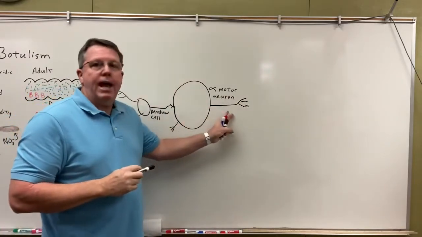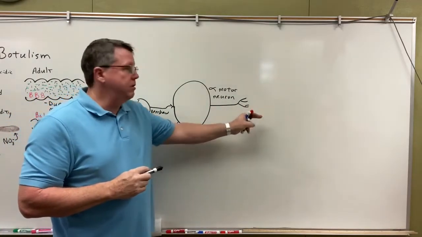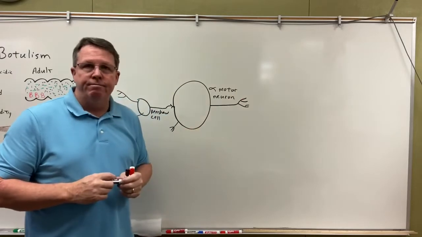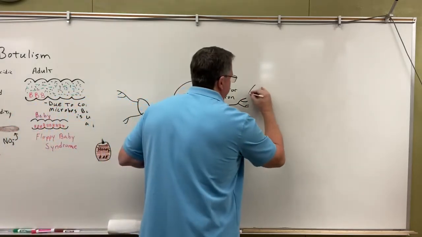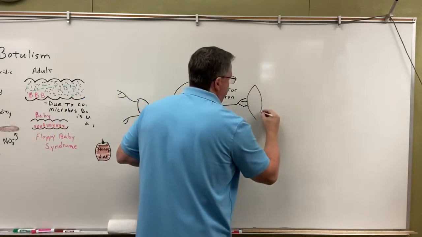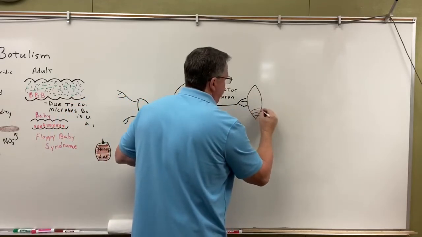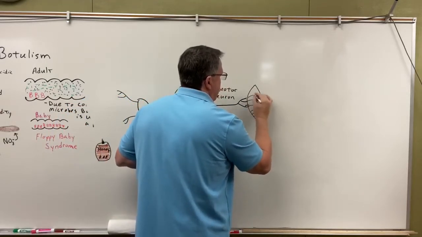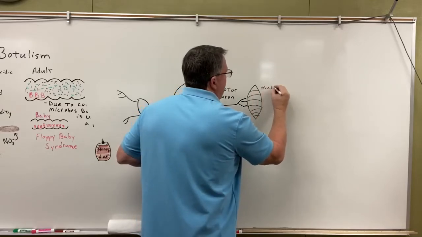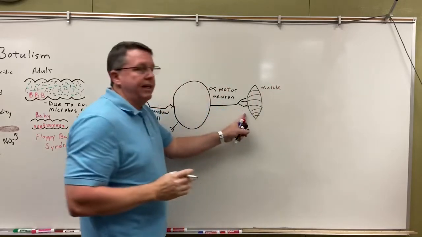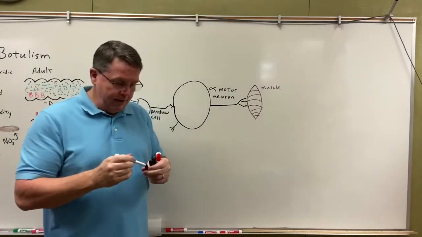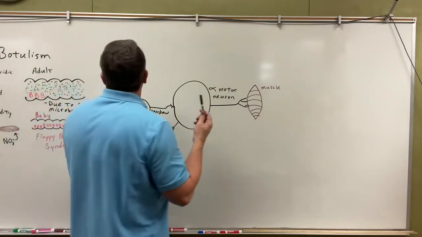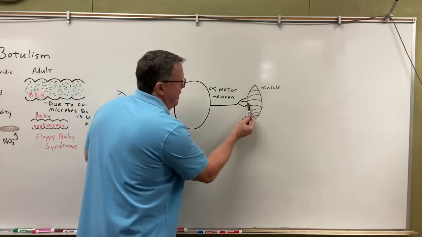And what's supposed to happen now is when this fires, it makes the muscles contract. So now I'm going to draw my muscle here. If you haven't seen the tetanus video, normally when this is contracting, this will inhibit it, so your muscles can relax after you've contracted them. So now this is what I'm going to concentrate on, right in here.